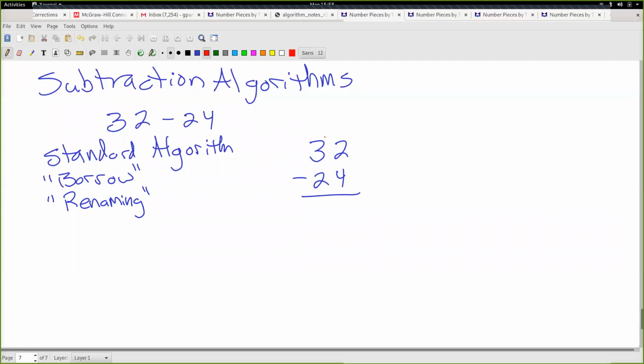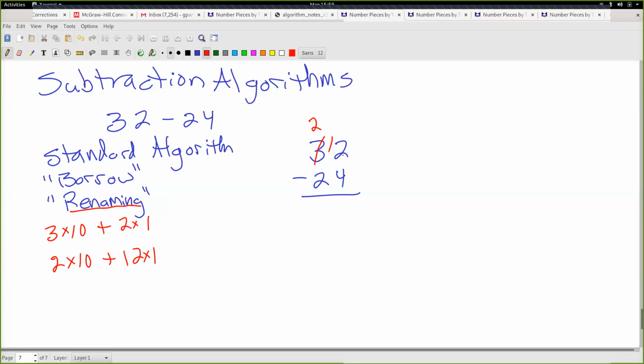So what we do is we borrow from that 3, it's really a 30, we're now making it 20, and we're taking 10 and throwing it over here, okay? And so what I did in the renaming part is I renamed 3 10s and 2 1s as 2 10s and 12 ones, right? So that is what I mean by renaming. So it's not often going to be called borrowing anymore. It's often called renaming.